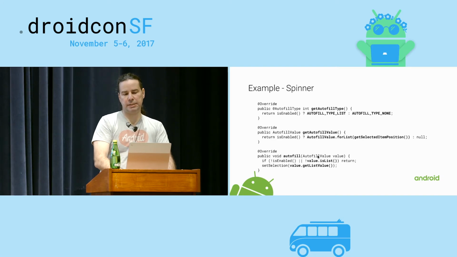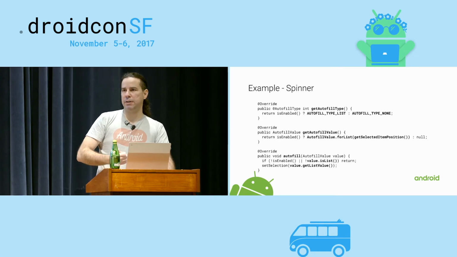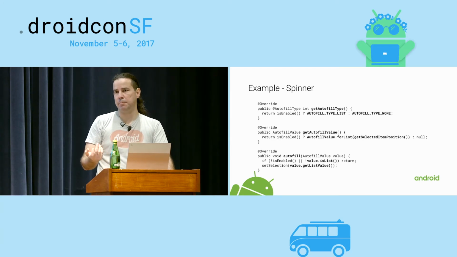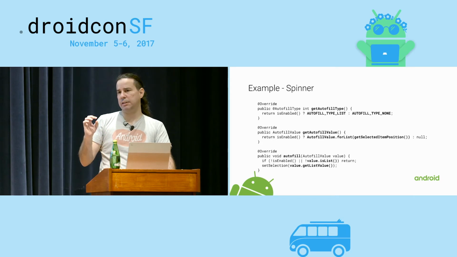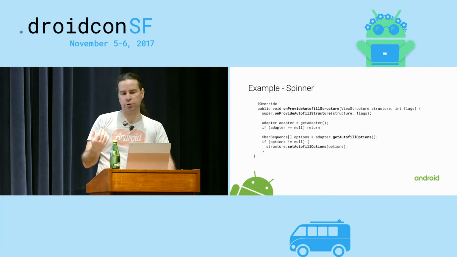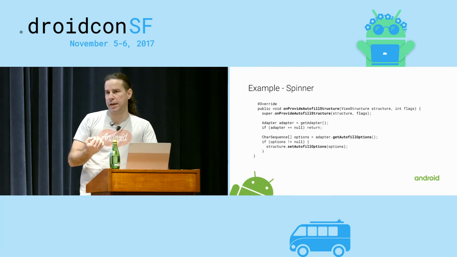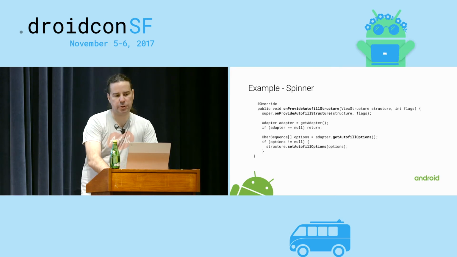Now, the trickiest part is, let's say this spinner represents a credit card expiration year. How would the service know if the first value is 2016, 2017, or 2018? So you need to provide some metadata that tells the service the values that you can autofill in this list, and we do that through the autofill options property. Unfortunately, we didn't add a getAutofillOptions on the view itself, so you need to override onProvideAutofillStructure and set the autofill options for that structure.